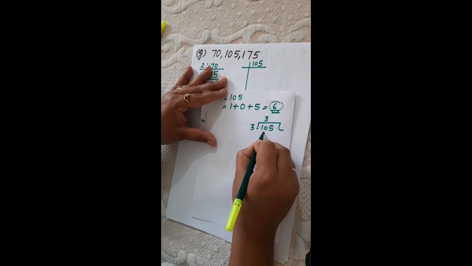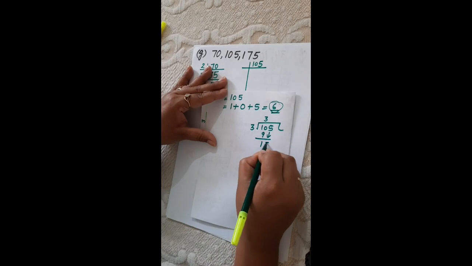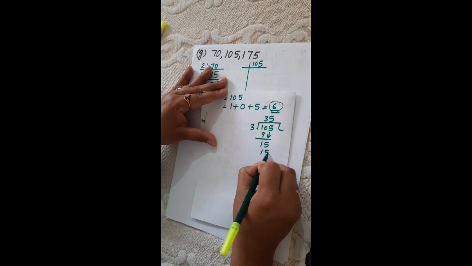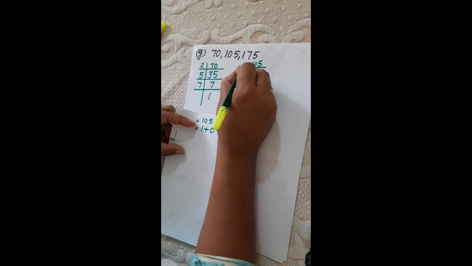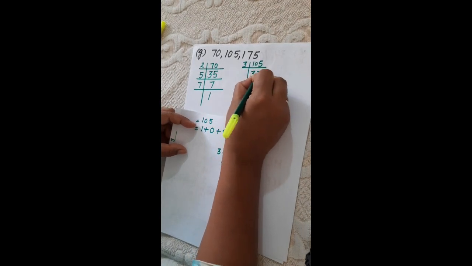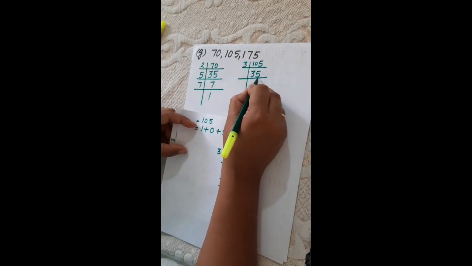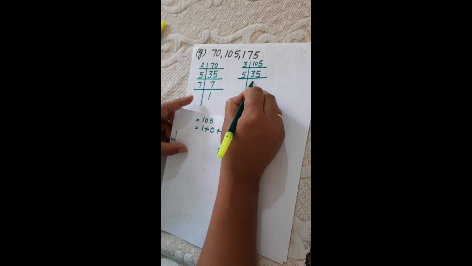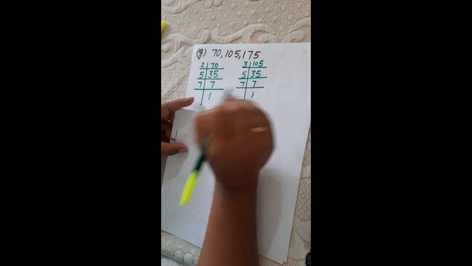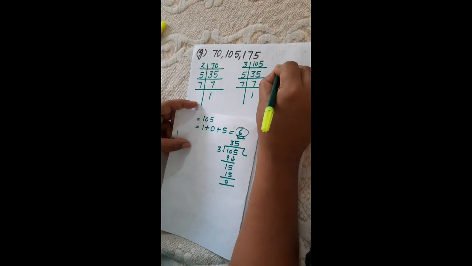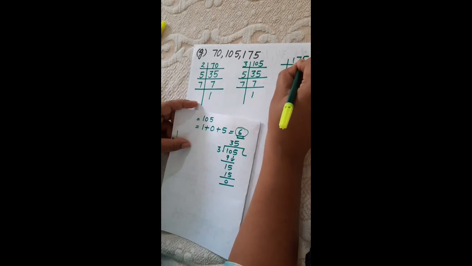So 3 3s are 9, then 3 5s are 15. After dividing 105 by 3, I will get 35. So 35 we did earlier. 5 7s are 35, 7 1s are 7. And next we have 175.